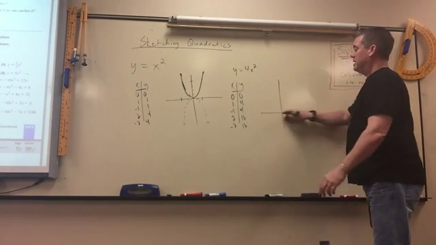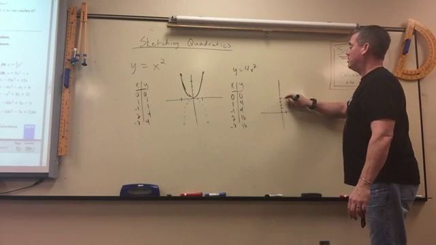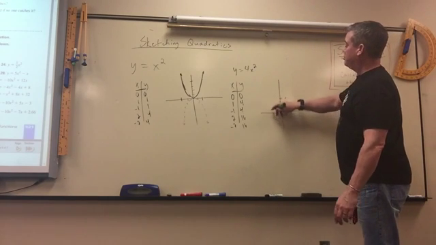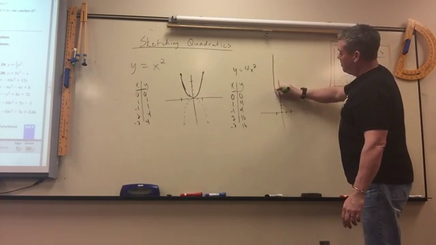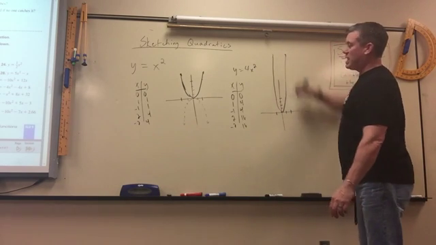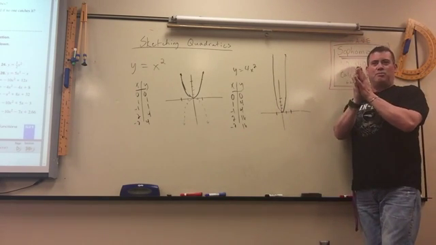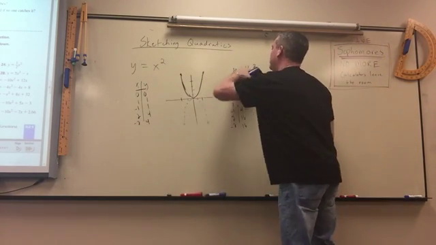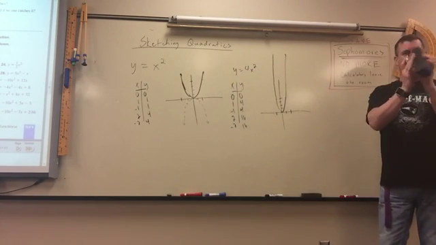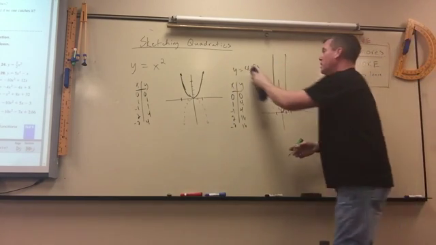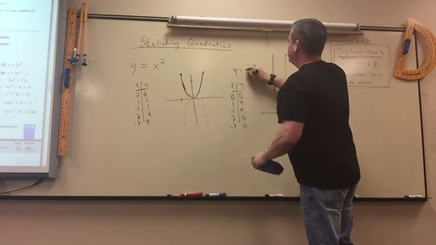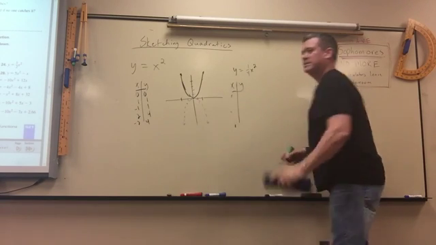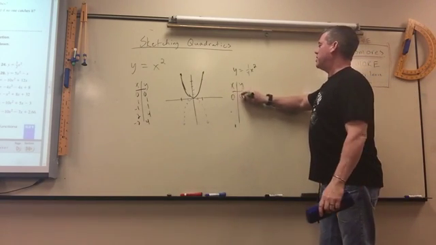So, 0, 0, 1, 4, negative 1, 4. 2, 16 is way up here. Negative 2, 16 is way up here. So, the number in front of the x squared, if it gets bigger, what happens to the u? It gets narrower, more squished together. So the bigger it gets, the more narrow it gets. The smaller it gets, if I did 1/4, what's going to happen? Wider.